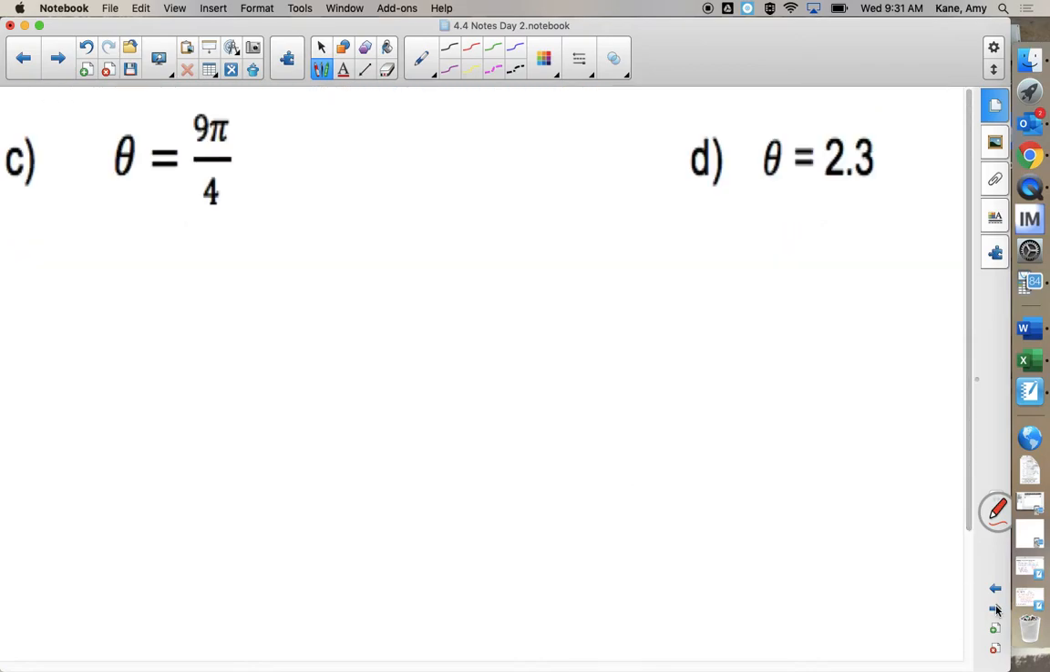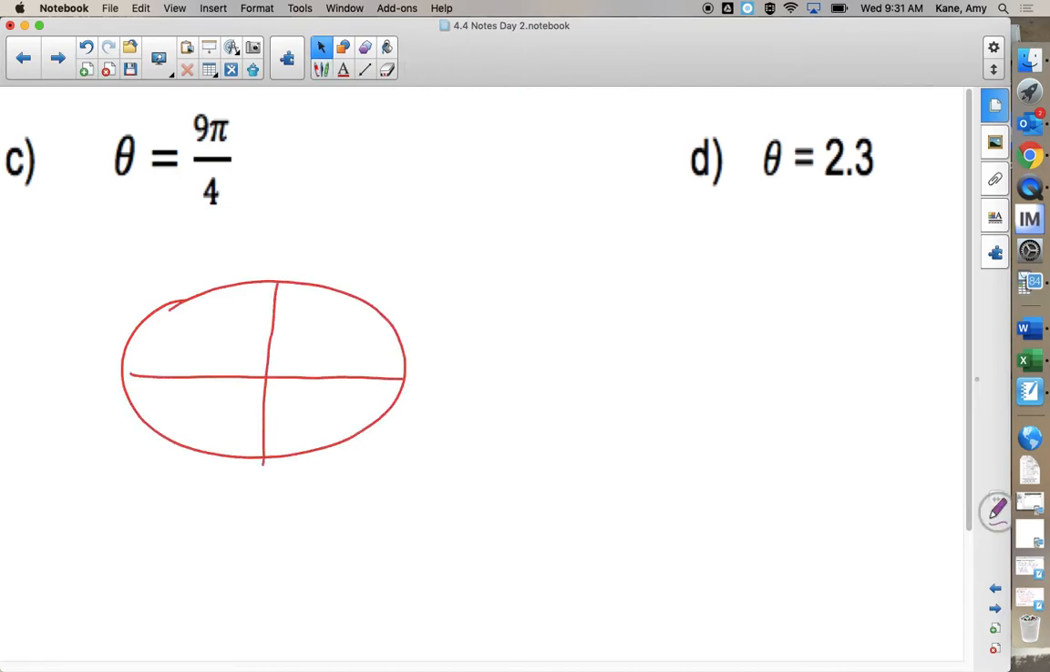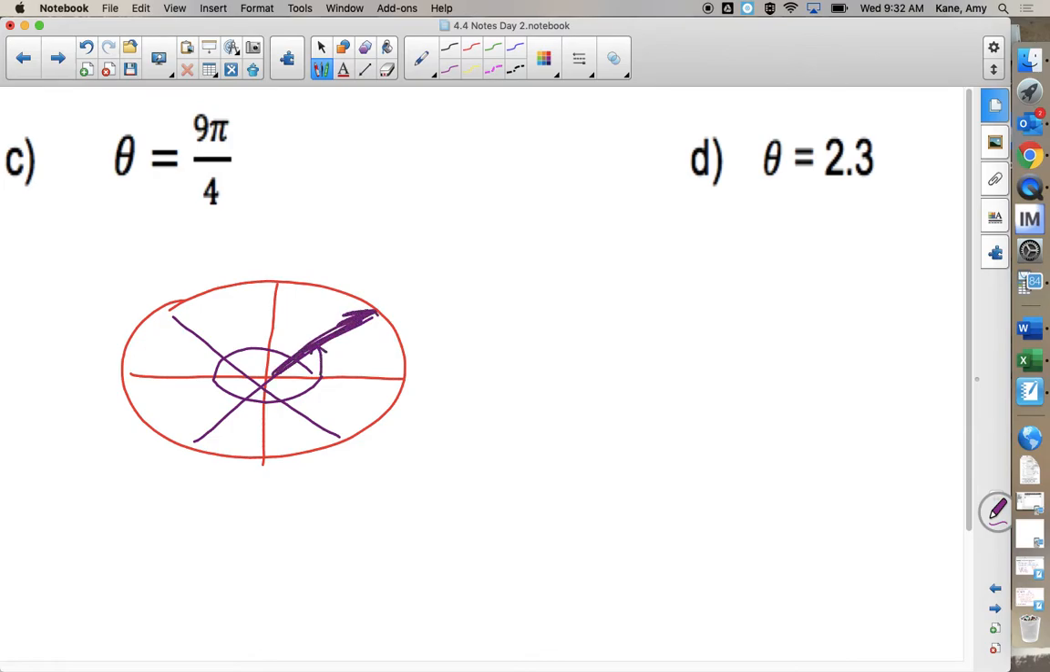So we have 9 pi over 4. Garrett, where's 9 pi over 4? Would that be the third quadrant? So if we count to 9 pi over 4, it's the first quadrant. Here's my 9th piece. So this angle spins all the way around once and then it continues.